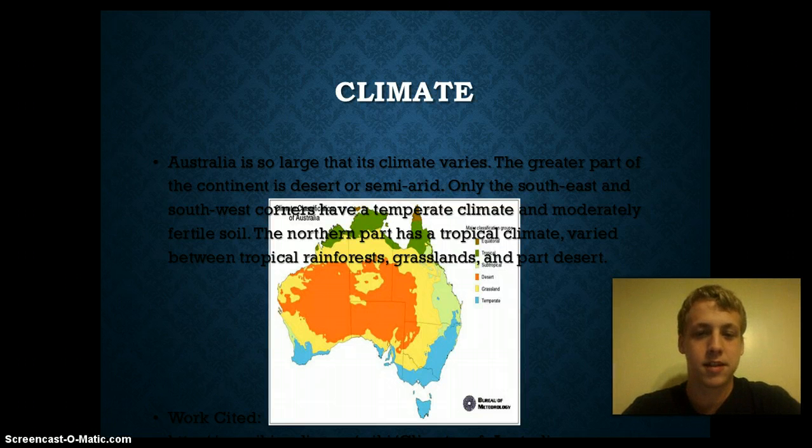Australia is so large that its climate varies. The greater part of the continent is desert or semi-arid. Only the southeast and southwest corners have a temperate climate and moderately fertile soil. The northern part has a tropical climate varied between tropical rainforest, grasslands, and part desert.